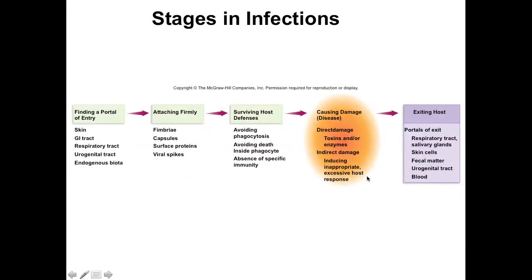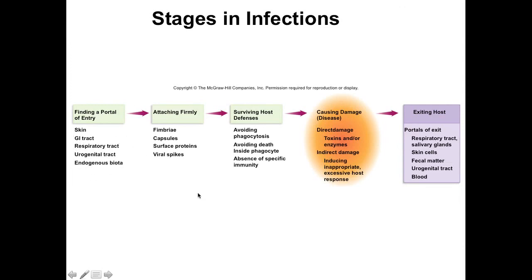So now we'll talk a little bit about causing disease. These are the 4 steps that we've gotten to so far, but the 5 steps total of what a disease is. It's finding a portal of entry, so breaking through the skin, getting through the GI tract, getting through the respiratory tract, and so forth.